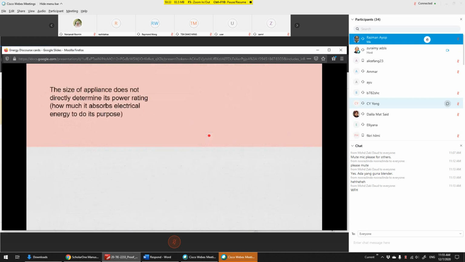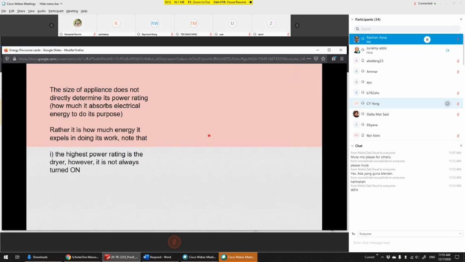Next. So with that, these are the conclusions. The size of an appliance does not directly determine its power rating. It is how much energy it expels in doing its work, how much mechanical energy it comes out with, how much resistive heating energy it comes out with, or how much light it comes out with. Note that the highest power rating is the dryer. However, it is not always turned on. The lowest power consumption is the clock. It is turned on all the time, but it only takes 4 kilowatt hours per month. 4 kilowatt hours times 21 cents, only 80 cents per month.